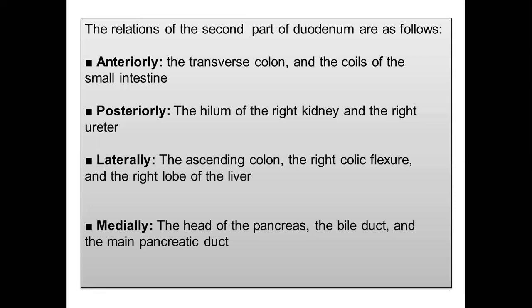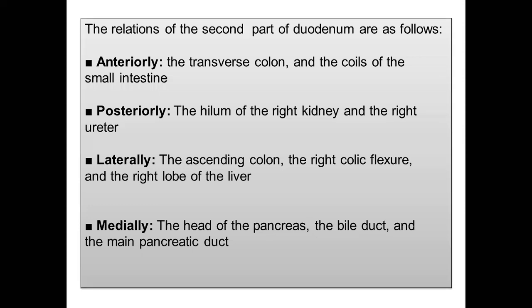The major pancreatic duct and the bile duct, and for the accessory pancreatic duct, the minor accessory pancreatic duct, we have the opening as well. And then in front of it the transverse colon also lies, and lateral to it is the ascending colon.